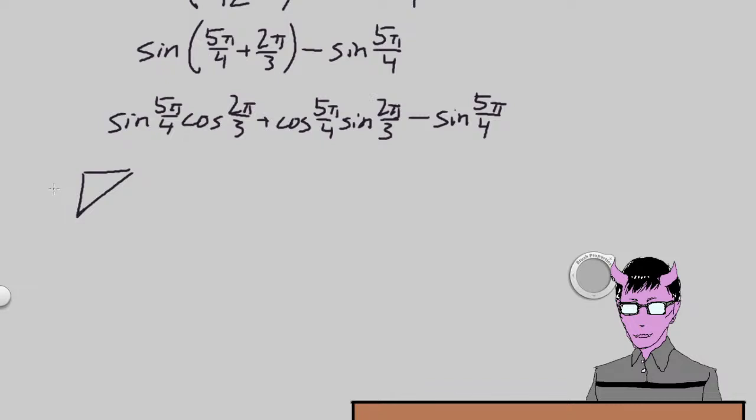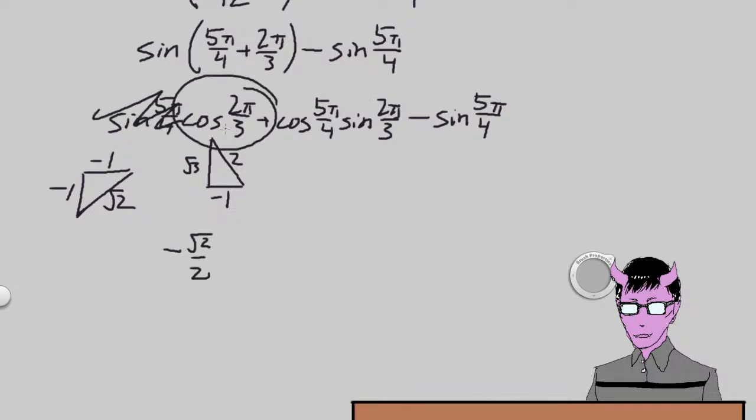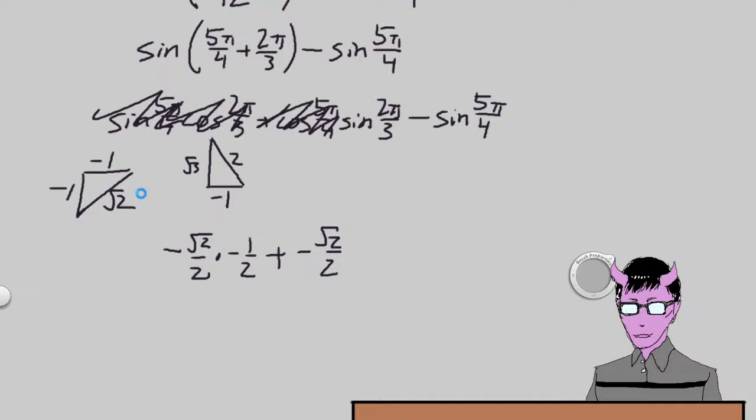And 4 is a 45, 45, 90. So minus 1, and then root 2. This one is 1 less than this one, so we're in quadrant 2 for that one. So that's negative 1 to root 3 to 2. So sine of that is negative root 2 over 2. Cosine, well, that one is negative 1/2. We have a plus. Cosine of that one, negative root 2 over 2. Sine of that is root 3 over 2.